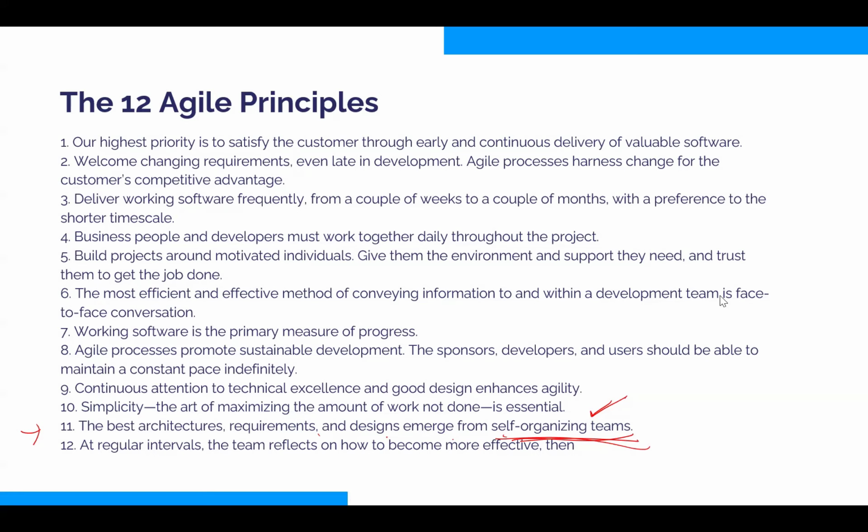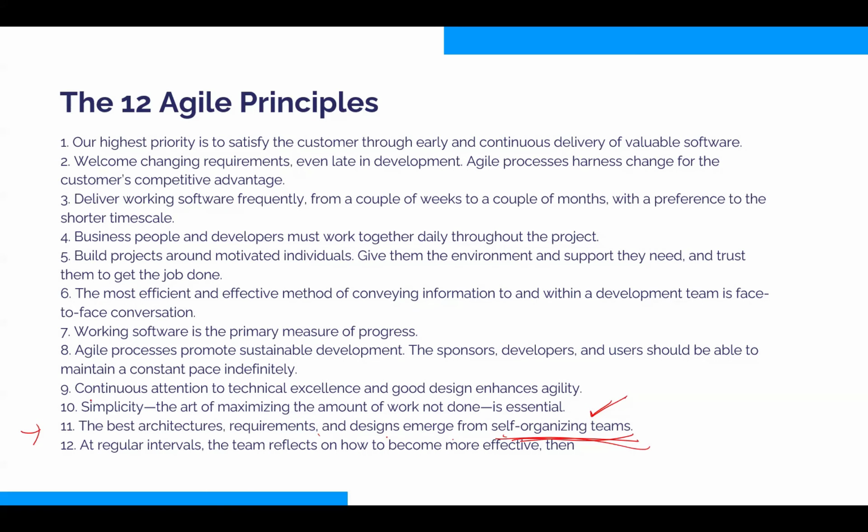That's what we call a self-organizing team. So in an Agile environment, you don't organize them. They will organize themselves. While in a predictive, you would, as a project manager, do all of this stuff. That's what self-managing, self-organizing teams do.